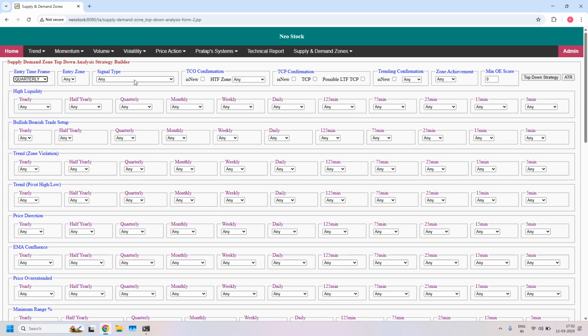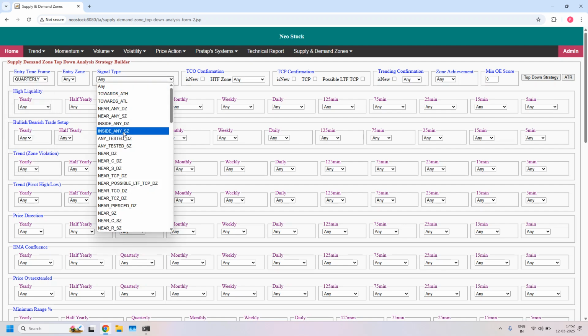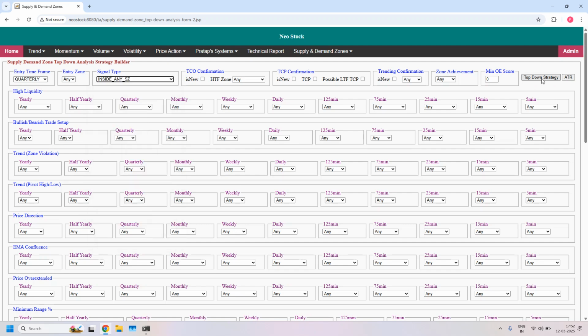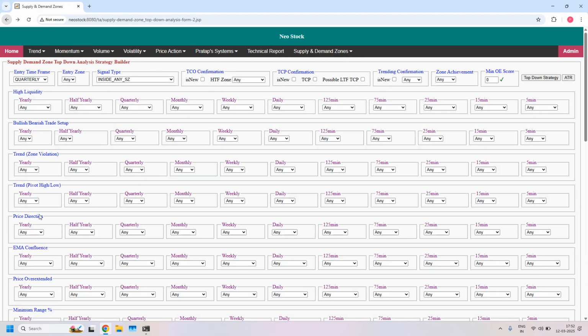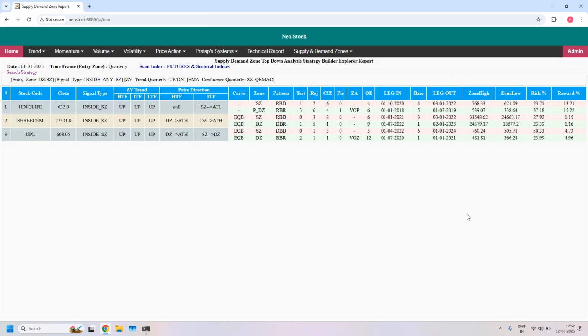Quarterly time frame. Price closed inside quarterly supply zone. We got 4 stocks. Let's check how many of these quarterly supply zones have quarterly EMA Confluence. So 3 stocks out of 4, these 3 quarterly supply zones are having quarterly EMA confluence. Okay, this is about the quarterly time frame.